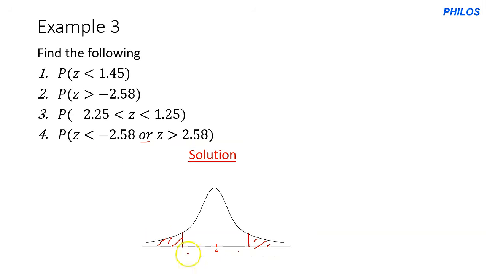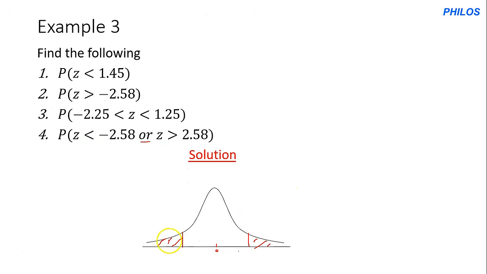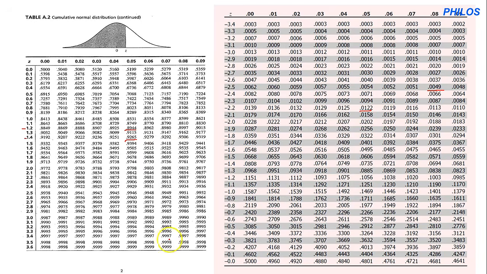Okay, so to do that, let's go and check negative 2.58 on a negative z table. So negative 2.58. So let's move to 8. That will be 0.0049. Remember, it's a negative z-score we've checked on a negative z table, which should mean area to the left, isn't it? So this left area is 0.0049.